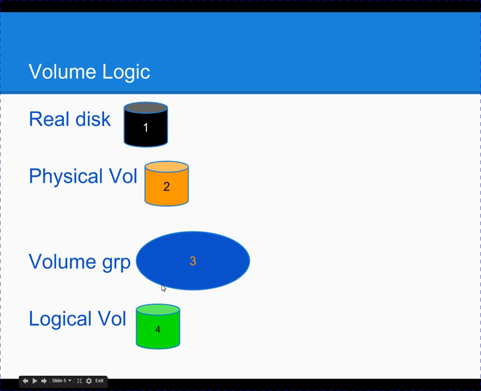Volume logic works like this. Real disks make physical volumes. Physical volumes make volume groups. Volume groups make logical volumes.